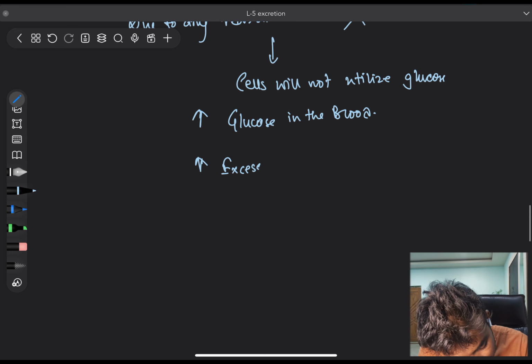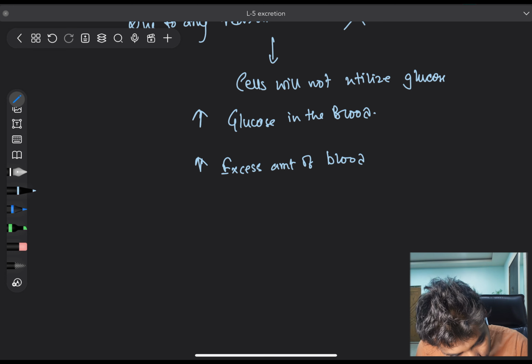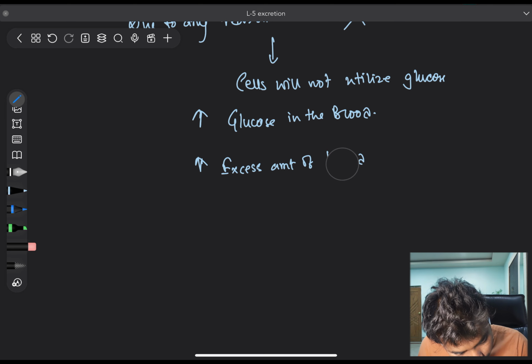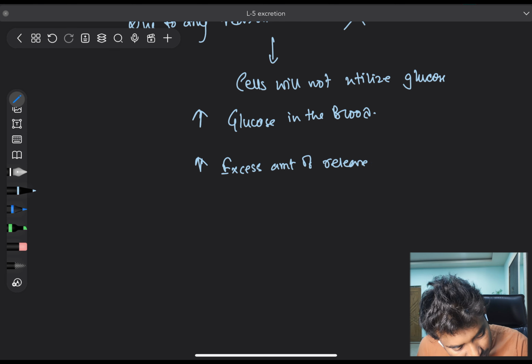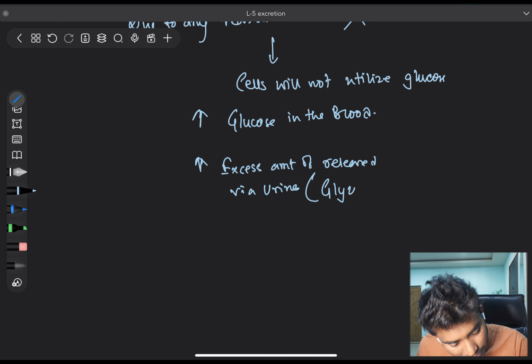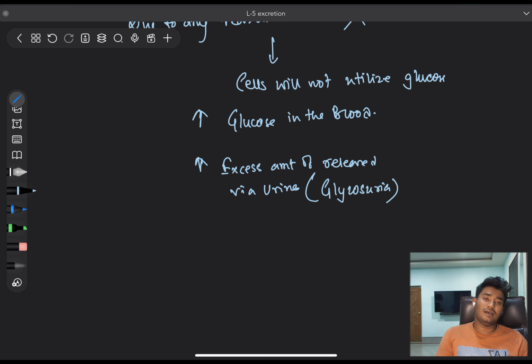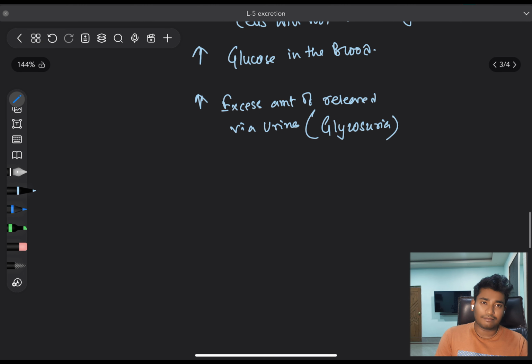Next, the excess amount of glucose in blood is released via urine. It's called glycosuria. When this blood glucose gets over 180 millimole, it generally damages the kidney. That damage, as a chronic damage due to diabetes, is called diabetic nephropathy.